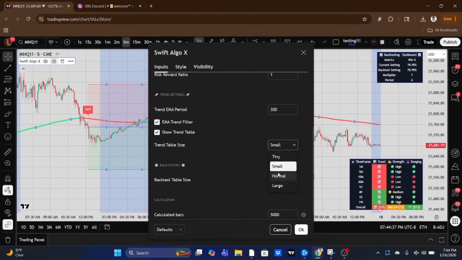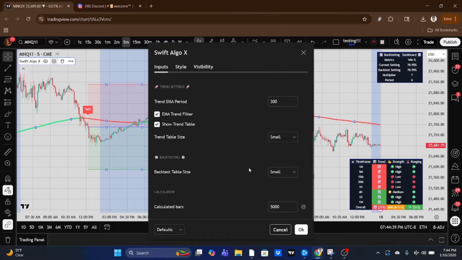Trend table size, it doesn't really matter if you change this or not. Backtest set table, this is just personal preference. I keep all this as default. Calculated bars is 5,000. If you change this to 0, what happens is that it uses all the available bars within your plan. I have the premium plan, so it's utilizing all 20,000 bars. So it's going to be using more data, but it's going to drop down your win rate.